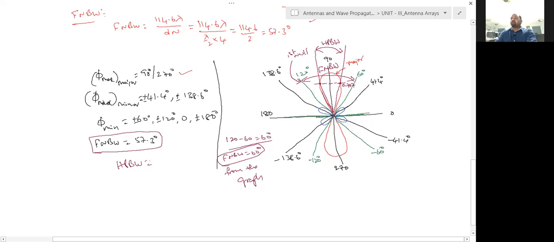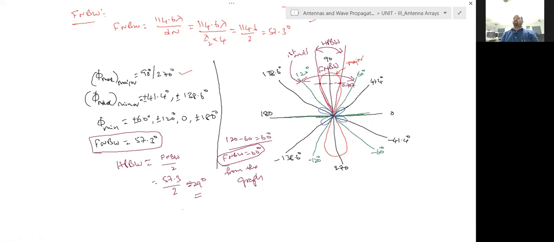So from the approximate formula, we know that half power beam width is approximately equal to first null beam width by 2. So this is equal to 57.3 by 2. So this is half power beamwidth calculation. This is how we can draw the radiation pattern of any complex array using mathematical equation.